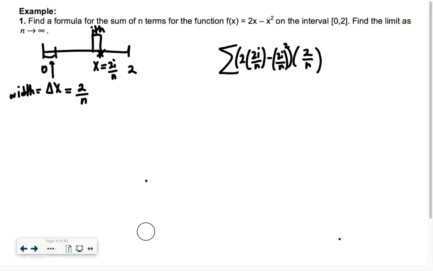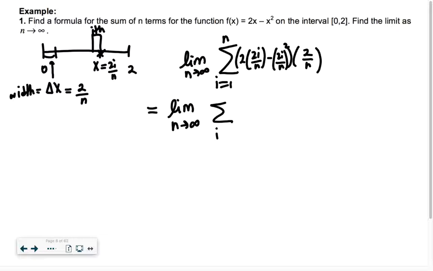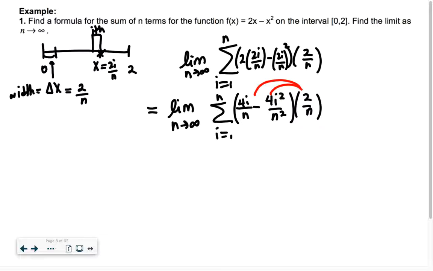All right, so we're going to simplify. So we go i equals 1 to n, and of course we'd have our limit, which if you don't write that, that's fine. So I'm going to do the limit as n goes to infinity, and I start to simplify. So I'm going to have the sum from i equals 1 to n of 4i over n minus 4i squared over n squared, all multiplied by 2 over n. See how I got that? Just algebra. And I'm going to multiply the 2 over n.